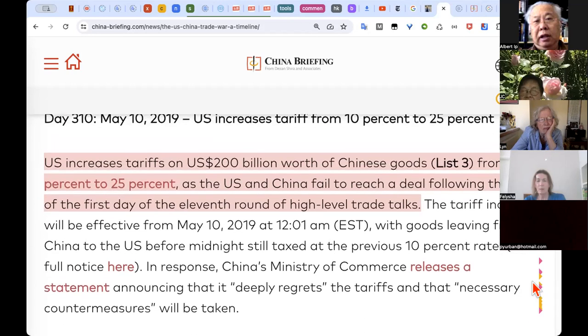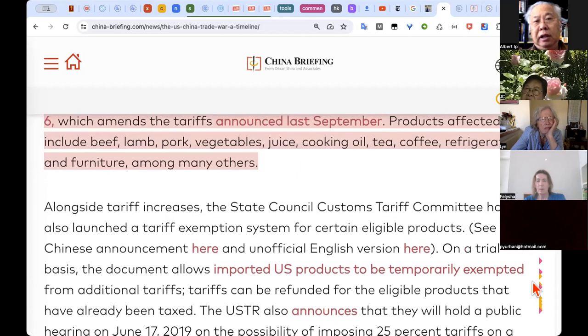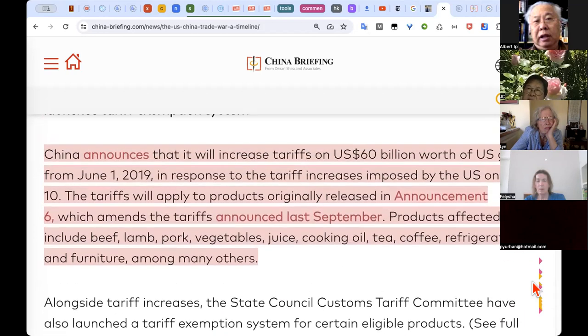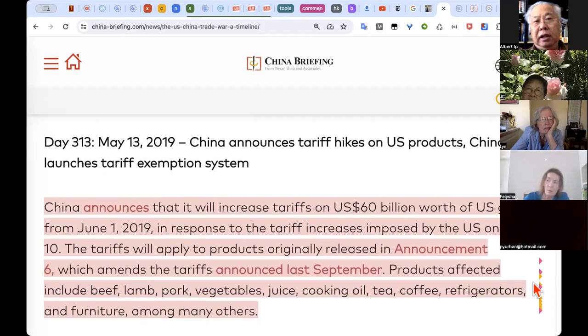So another 200 billion worth of Chinese goods went from 10 to 15% on 2019 May 10. So China responded with 60 billion worth of US goods, again mostly produce: beef, lamb, pork, vegetables, juice, cooking oil, tea, coffee, refrigerators, and furniture, among others.